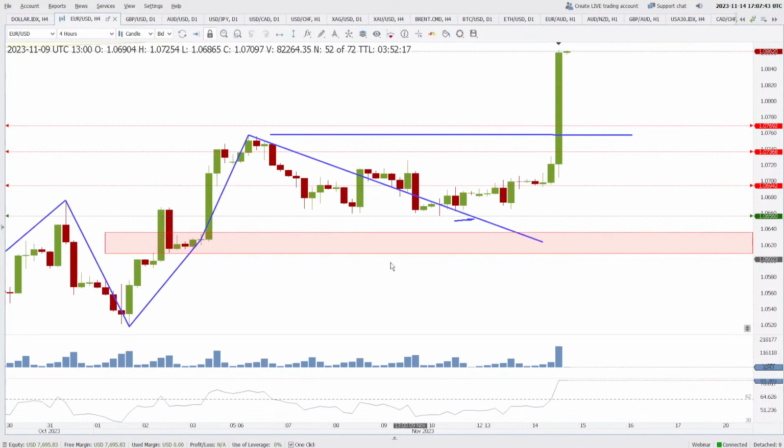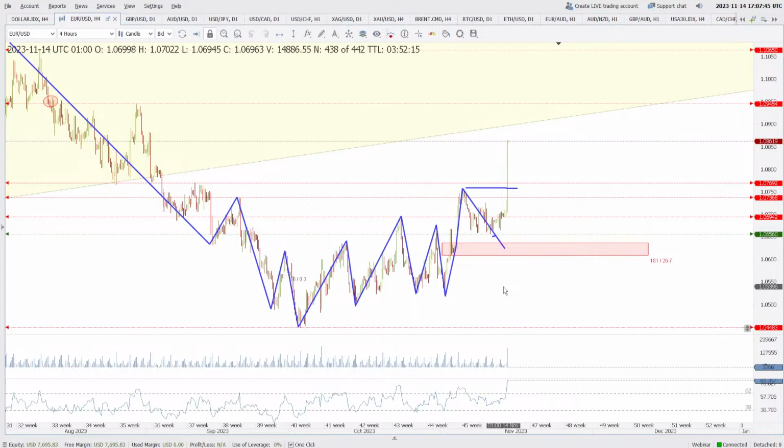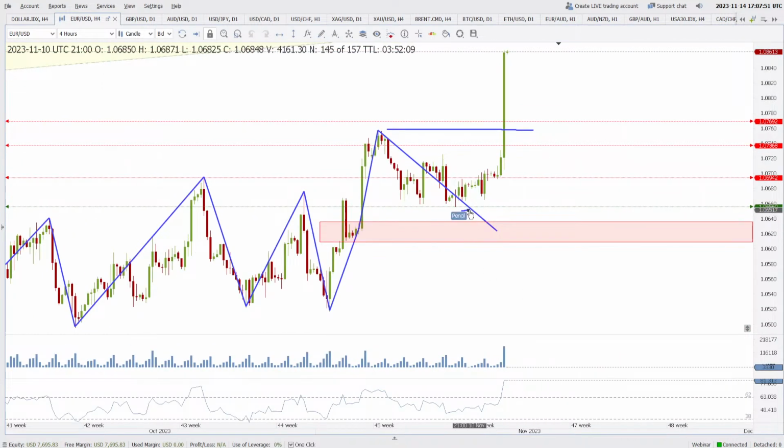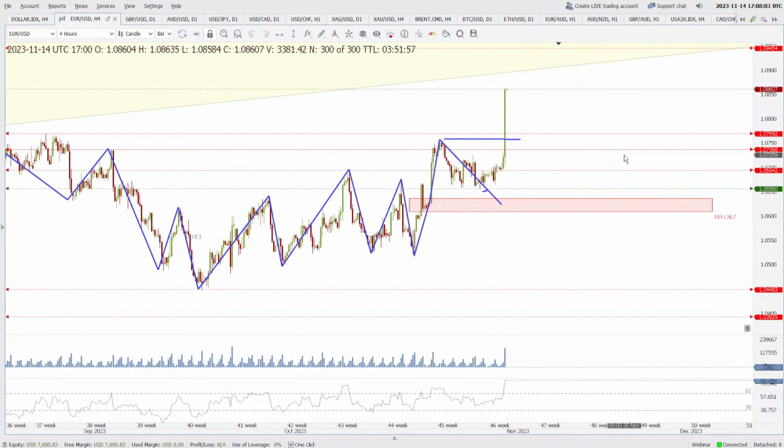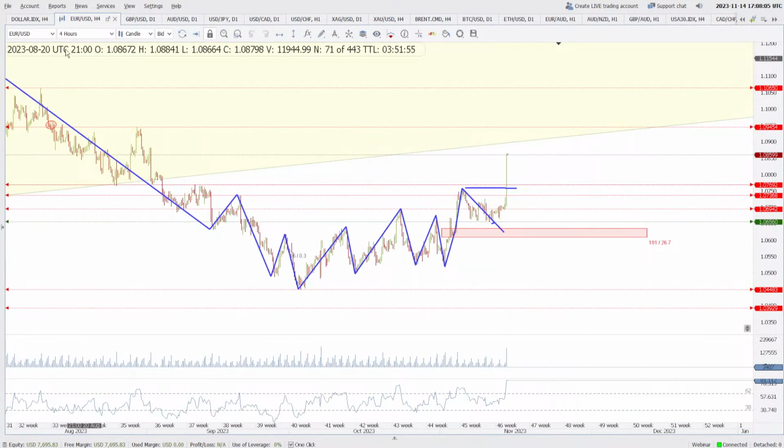Talking about the euro, the first target that we were going to take is 1.0750. This was based on opening a buy position here with the stop loss below 1.0656, and we were going to target this 1.0769, but see how far it has gone. This may be because of some news, I don't know.